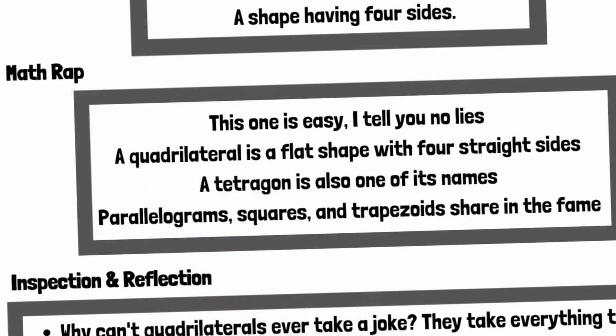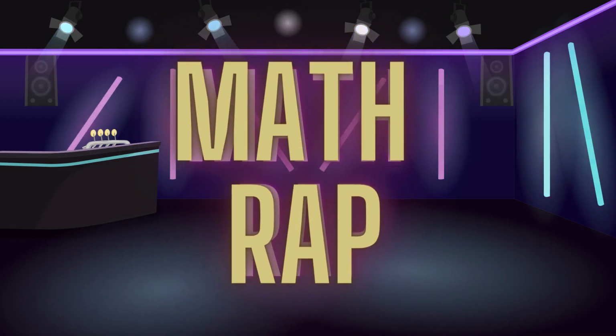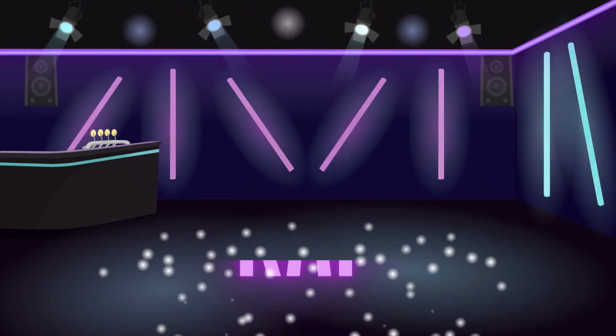Math rap. This one is easy. I tell you no lies, a quadrilateral is a flat shape with 4 straight sides. A tetragon is also one of its names. Parallelograms, squares, and trapezoids share in the fame. Math rap.